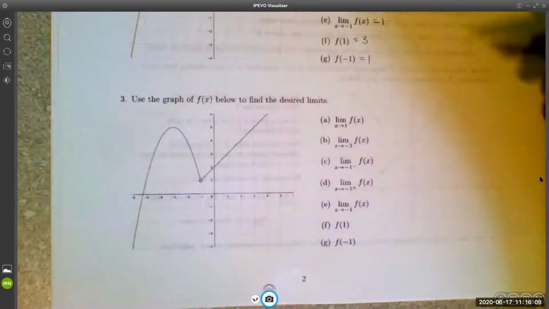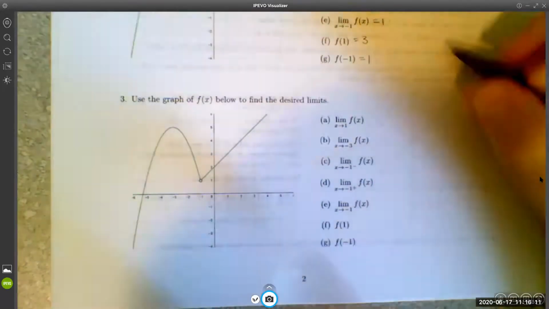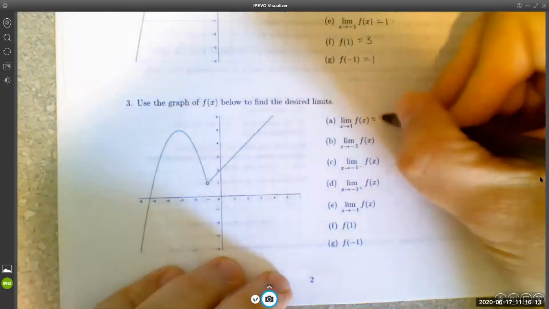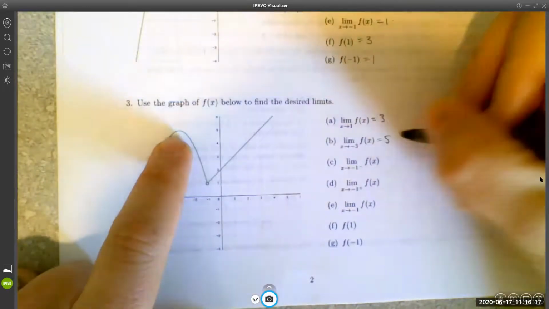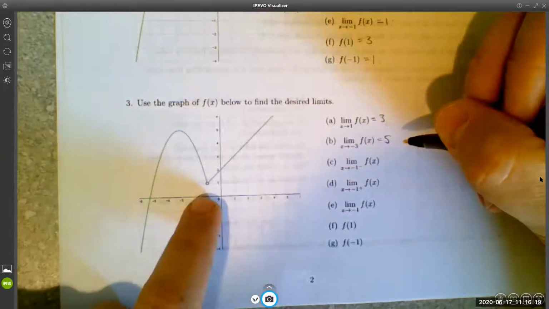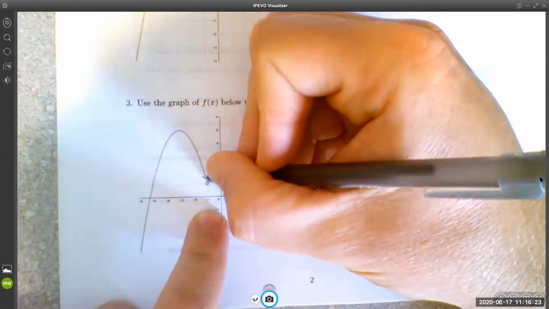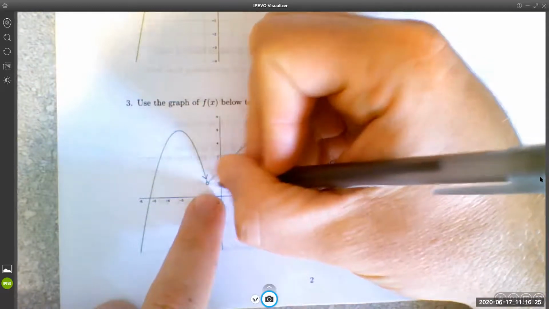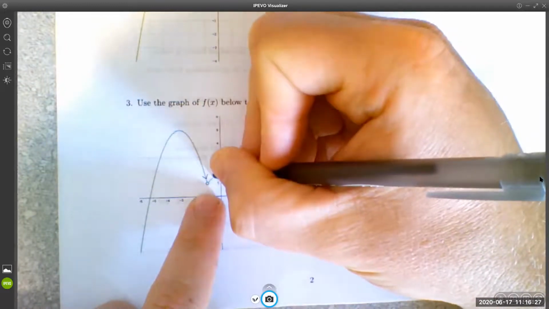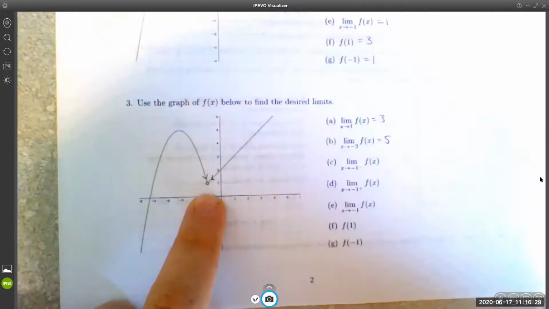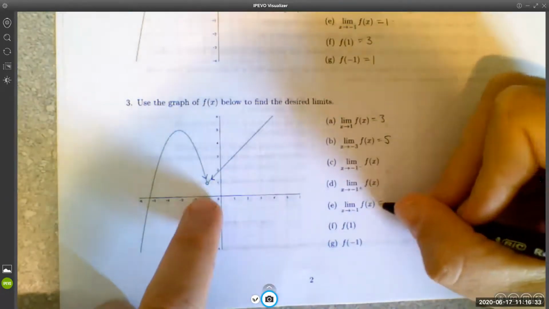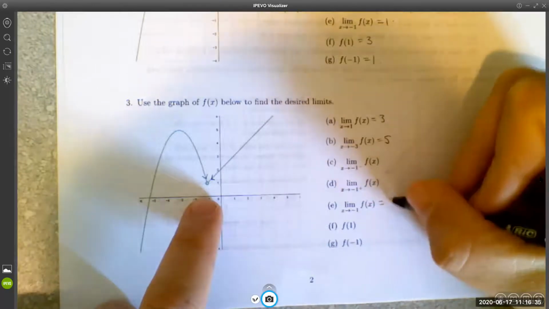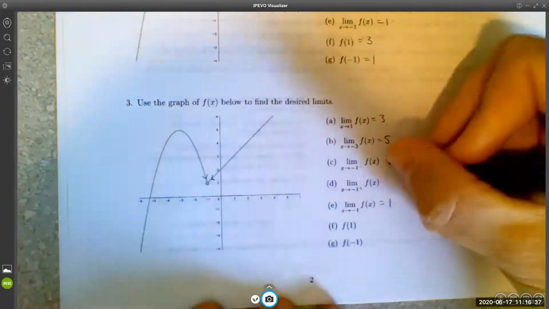So I'm going to give you my answers now. Limit as x approaches 1 is again 3. Limit as x approaches -3 is again 5. Limit as x approaches -1. As you approach from the left, you're approaching y equals 1. As you approach from the right, y is approaching -1. Or sorry, +1. So I think limit as x approaches -1 is +1, right?